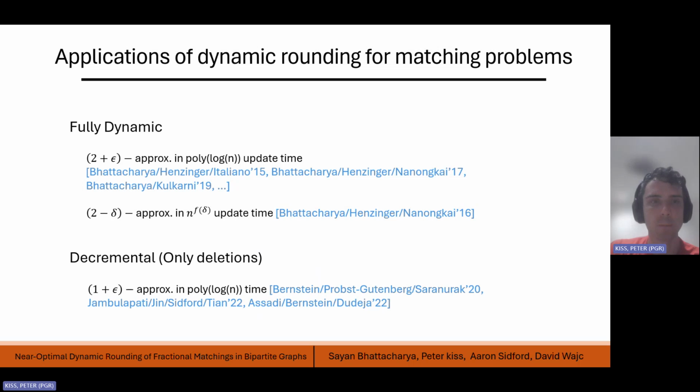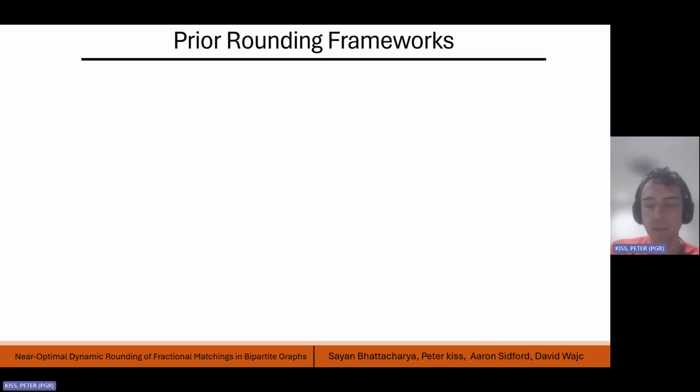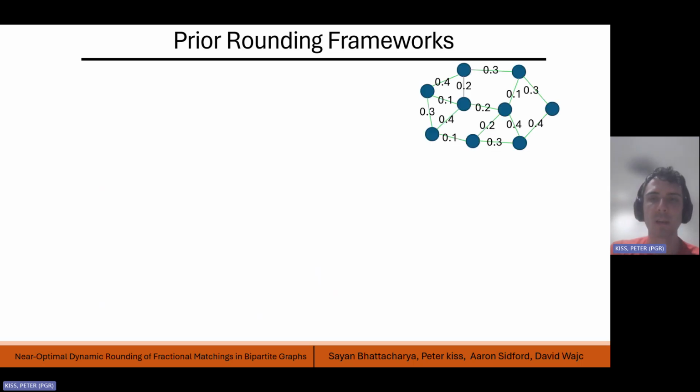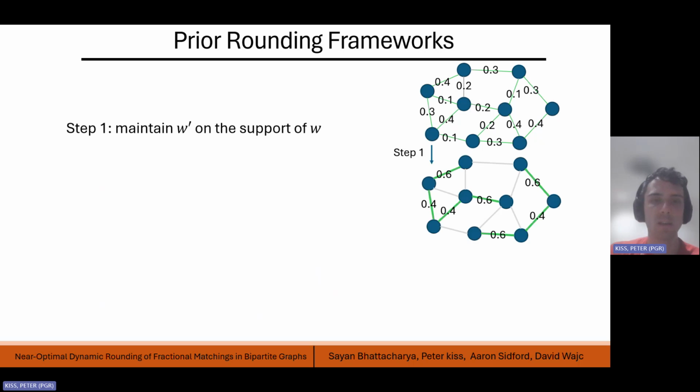So let's briefly talk about prior rounding frameworks and where our solution will differ from them. They look roughly like this. So on the right, there's some dynamic fractional matching. In the first step, these previous algorithms took this fractional matching W and maintained a sparsifier on the support of W.